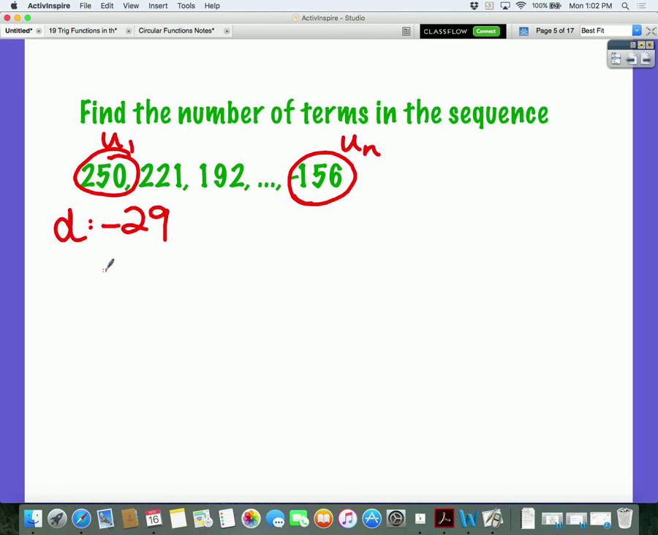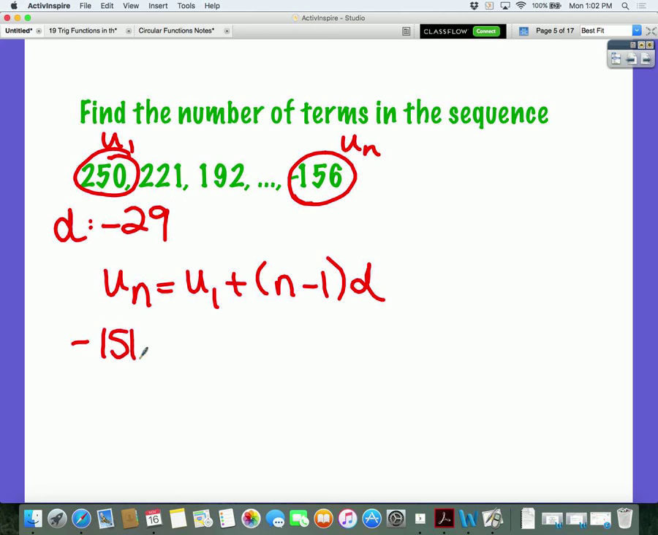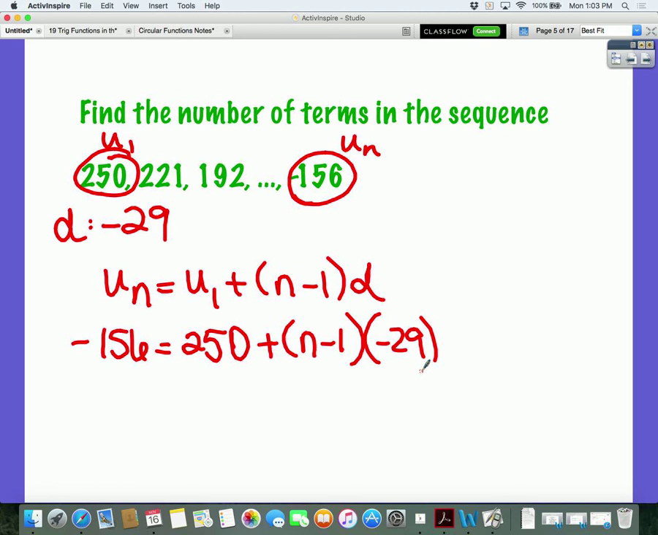So I can use that same general formula to do exactly that. For u sub n, I'm going to plug in negative 156. For u sub 1, I'm going to plug in 250. I don't know n, that's what I'm looking for. And then I'm going to plug in a negative 29. And then I'm going to solve for n. You guys go ahead and do that.